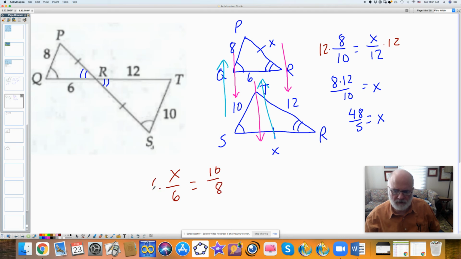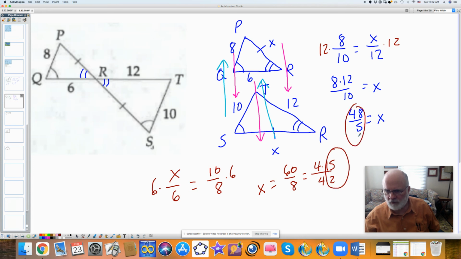And if I multiply both sides by 6, I get x is equal to 60 over 8, which is, let's see, 4 goes into 8, 4 times 2, and 4 goes into 60, 4 times 15. So this is 15 halves. 15 halves and 48 fifths are not the same.